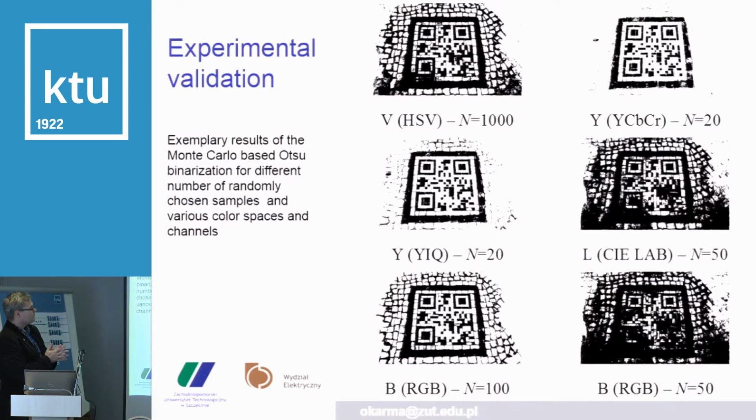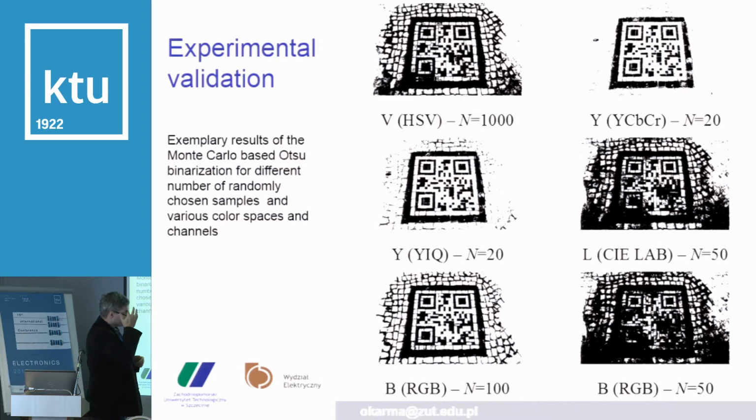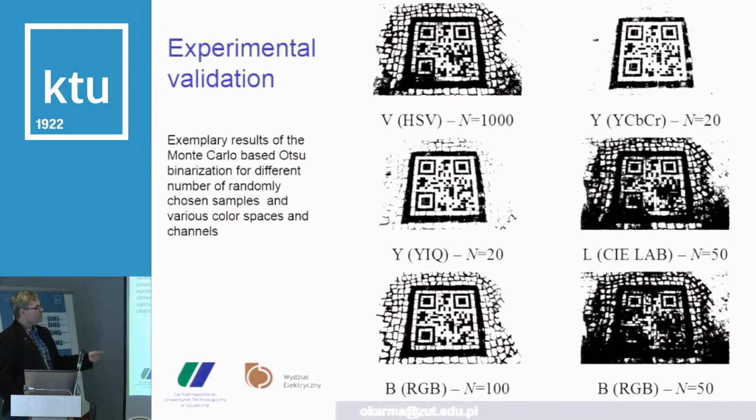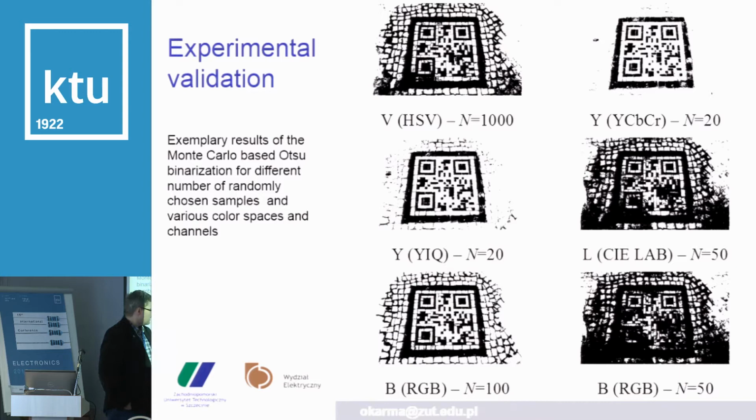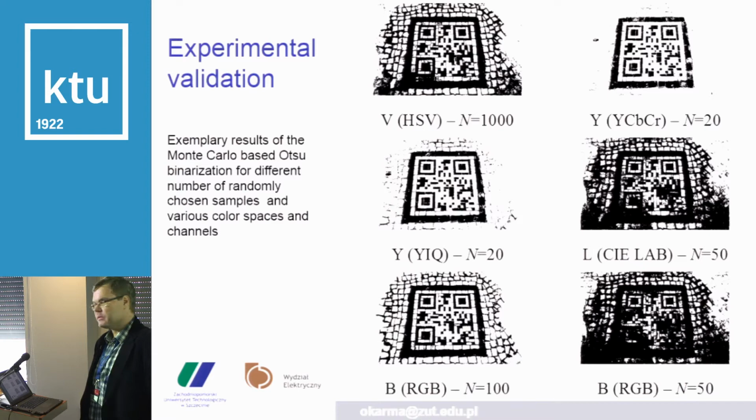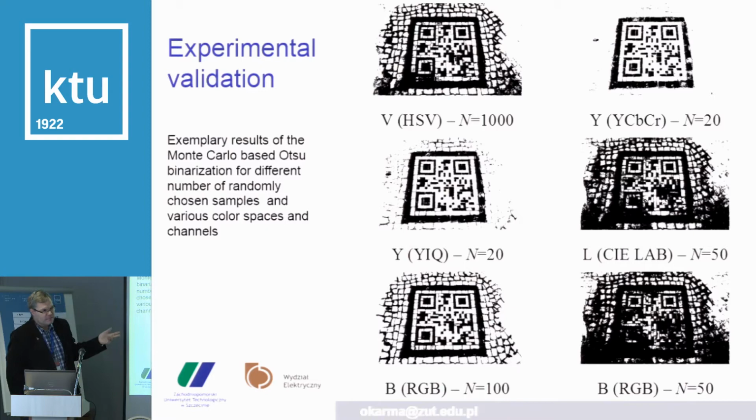Those are the results of binarization using the Otsu method with a limited number of samples, using the Monte Carlo method for threshold estimation. The results are also different, depending on the color space used for color to grayscale conversion before the binarization. Those images are different. Maybe they would be recognized, maybe not. Those images of the same image are totally dirty for recognizing. So we have very different situations. Sometimes using only 20 samples, we obtain much better results than using 1,000 samples. So the number of samples could be low.